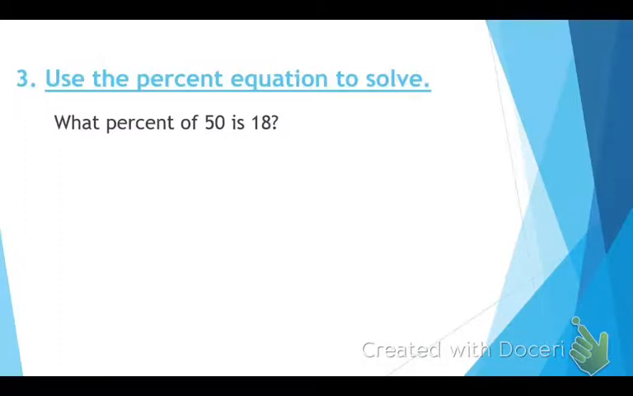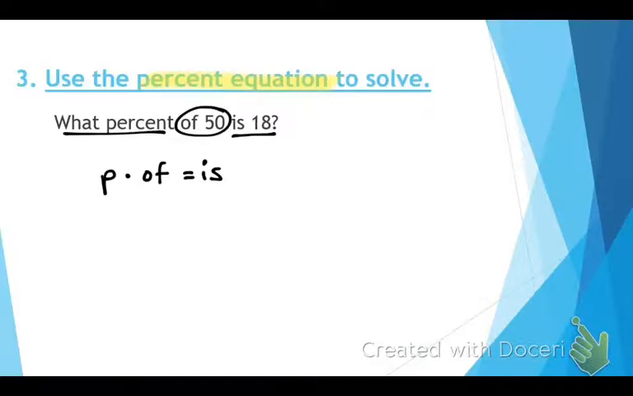Number 3, the first thing I'm looking for is, did you use the percent equation? Guys, what's the percent equation? P times of equals is. P times of equals is. Then always remember, underline and circle to help you find it. P times 50 equals 18.